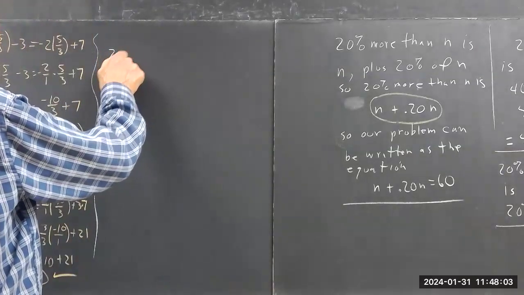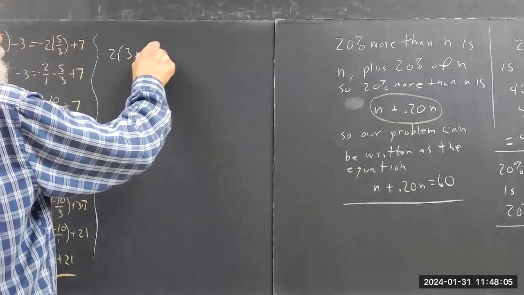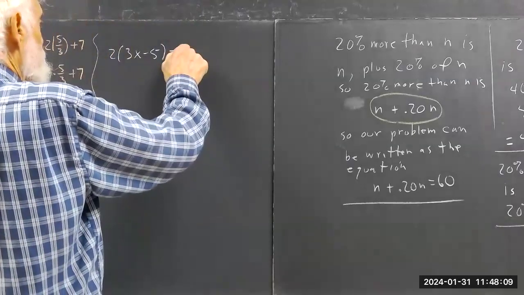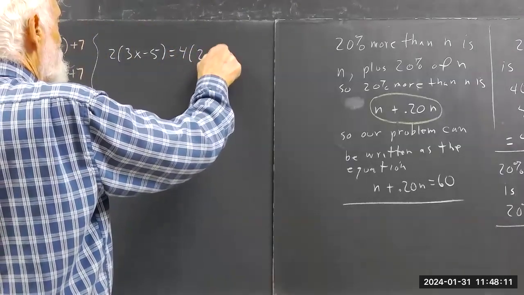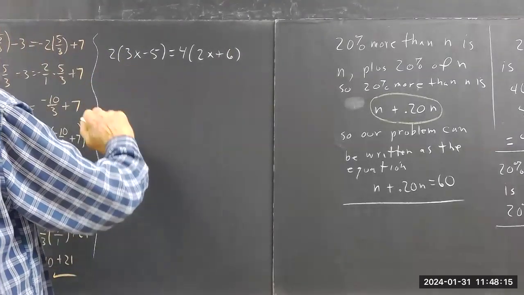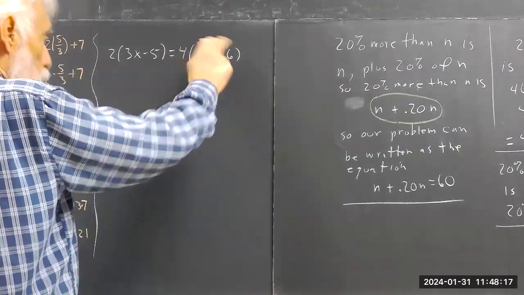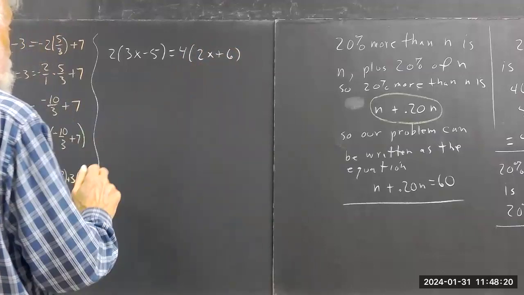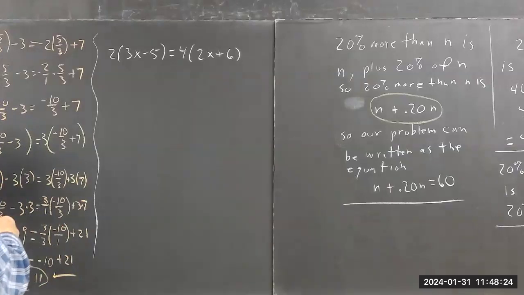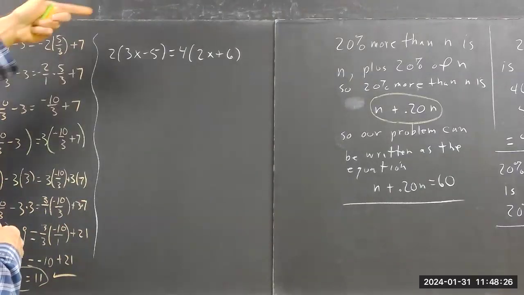We have the problem 2 times 3x minus 5 equals 4 times 2x plus 6. And I should read that as 2 times the quantity 3x minus 5 equals 4 times the quantity 2x plus 6. Say the quantity, you can say a little more than that sometimes. Okay, well, there it is.